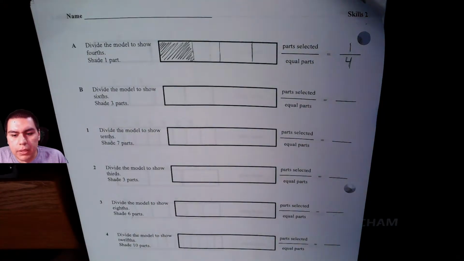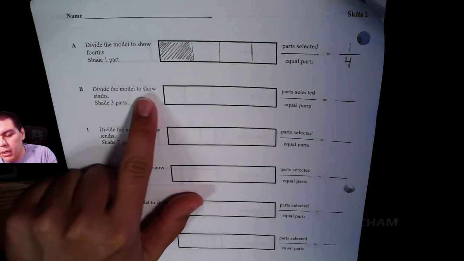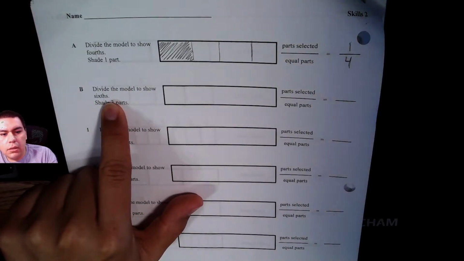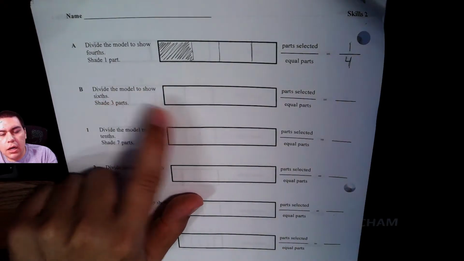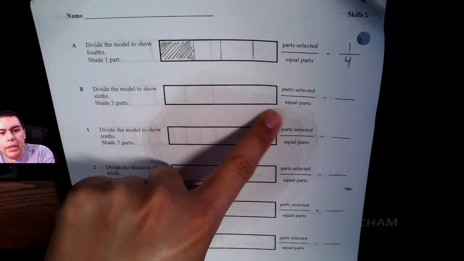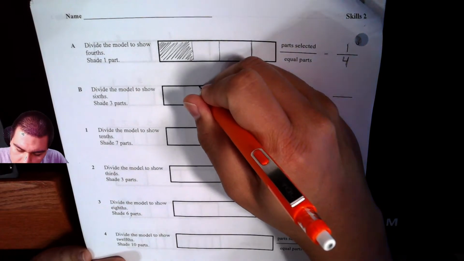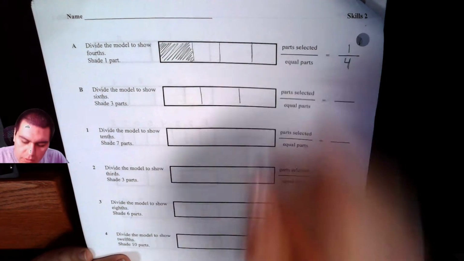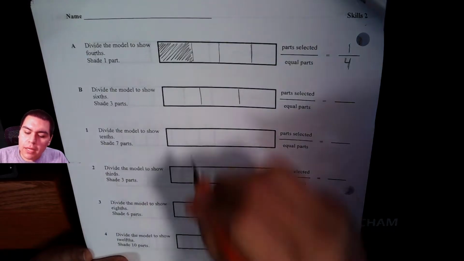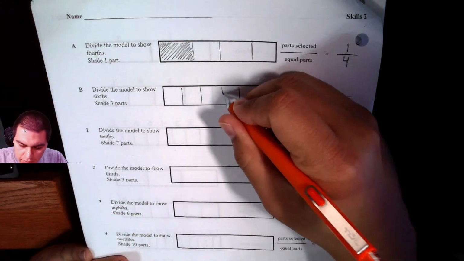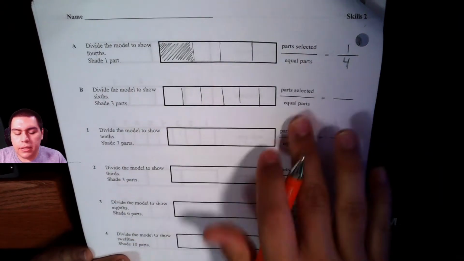Now we have problem B. Divide the model to show sixths. How do I show sixths on this model? How many pieces do I need to divide it into? Haley, how many pieces do I need to divide it into? 5 lines. Okay, I need 5 lines because I want 6 pieces. So first I'm going to divide it into thirds. And then I'm going to divide all of my thirds in half. That way I get 6 pieces.